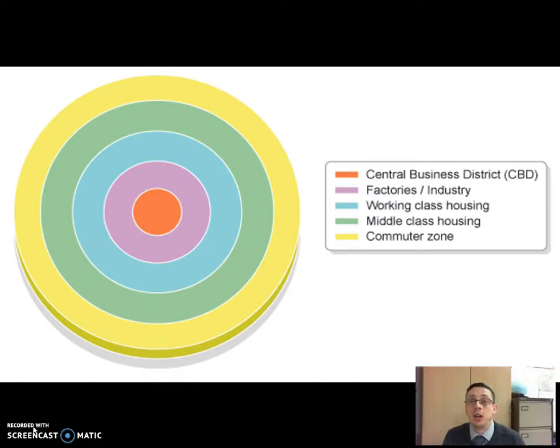Now, to get cracking with today's video, before we start thinking about the details of land use zones in an urban area, we need to think about what is the common structure of a city, of an urban area. What we've got on screen at the moment is something called the Burgess concentric ring model. You can see that it's called that because it's a series of concentric rings, and the guy who came up with it had the surname Burgess.